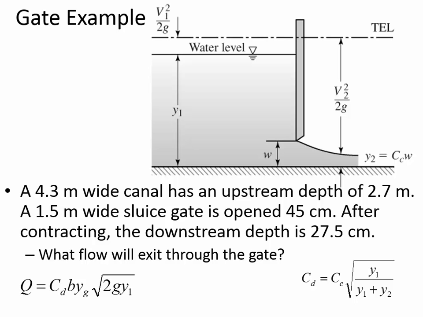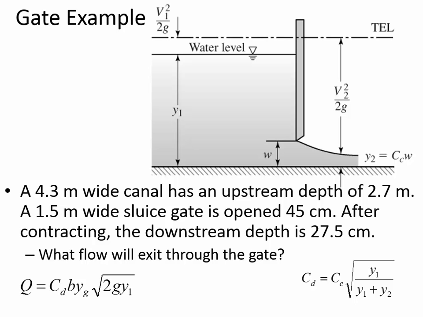So here's that example. Gates are not always as wide as the channel that they're in. And this example kind of lets you know about that. It says that there is a gate that has a width of 1.5 meters and a channel that has a width of 4.3. So here is the channel width, and at the end of that channel is a gate that is only 1.5 meters wide.